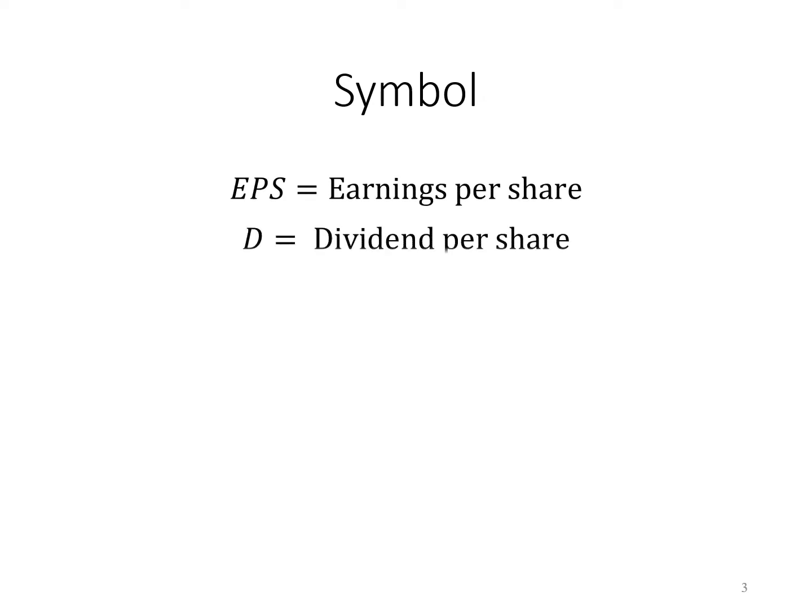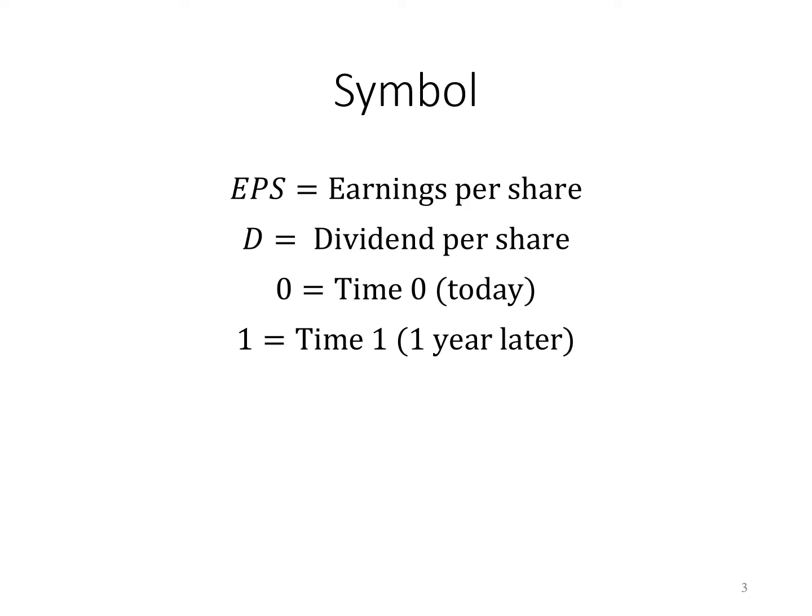I present here a list of commonly used symbols for share price valuation. It is convenient to familiarize yourself with all these symbols. For example, EPS stands for earnings per share. D stands for dividend per share. Time 0 means today. Time 1 means 1 year later. G stands for growth rate. And finally, RF stands for risk-free rate.